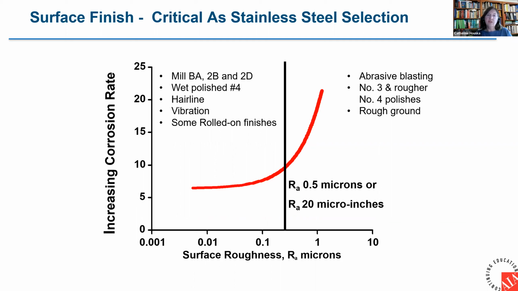With stainless steel, generally, if you have a surface roughness of 0.5 microns or 20 microinches or less, the corrosion rate is substantially lower. If you're above that line, then we see a rapid increase in corrosion rate. And I've listed some finishes that can fall in one category or the other. Number 4 is on both sides because sometimes it's rough and sometimes it's quite smooth.